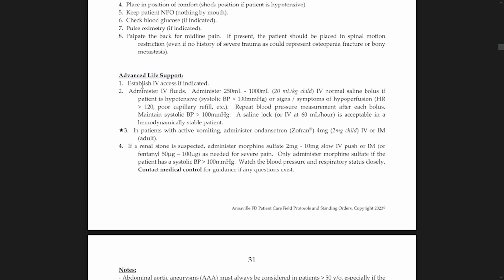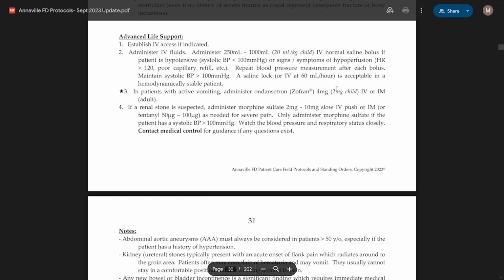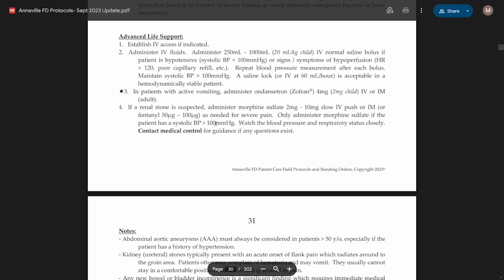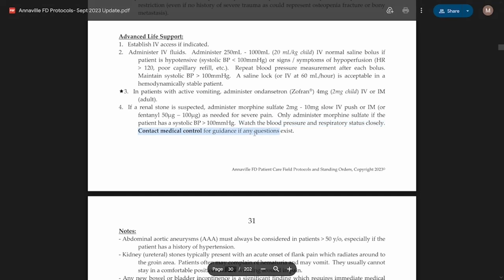For ALS, establish IV access. Administer fluids if they're hypotensive. If they're acutely or actively vomiting, you can administer Zofran 4 milligrams for an adult or 2 milligrams for a child, IV or IM. If a renal stone is suspected, administer morphine sulfate 2 milligrams to 10 milligrams with a slow IV push or intramuscularly, or fentanyl 50 to 100 micrograms as needed for severe pain. Only administer morphine sulfate if the patient has a blood pressure greater than 100 millimeters of mercury. Watch the blood pressure and respiratory status closely and contact medical control for any questions.